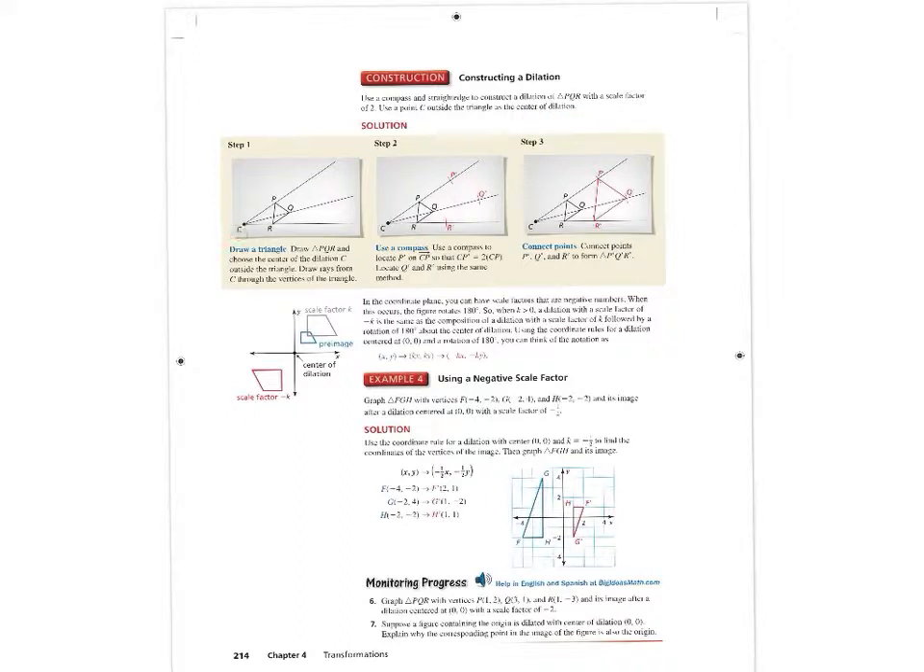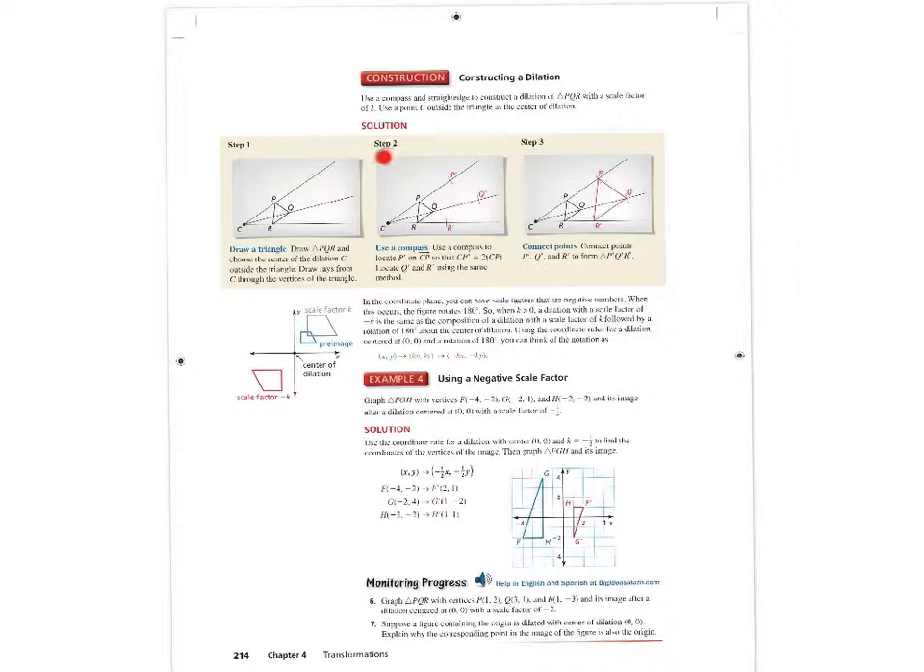So here's your first step. Draw a triangle PQR and choose the center of the dilation C outside the triangle. So you draw rays from C through the vertices of the triangle. When you sketch your triangle first, then choose the center by connecting where all 3 of these rays that pass through the vertices connect. And there's your center C.